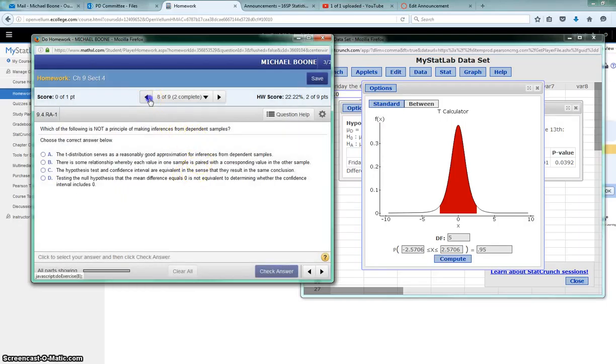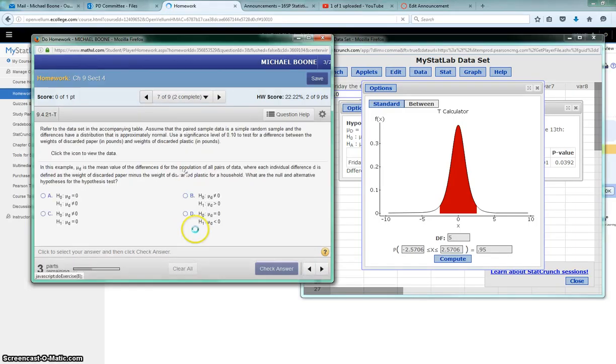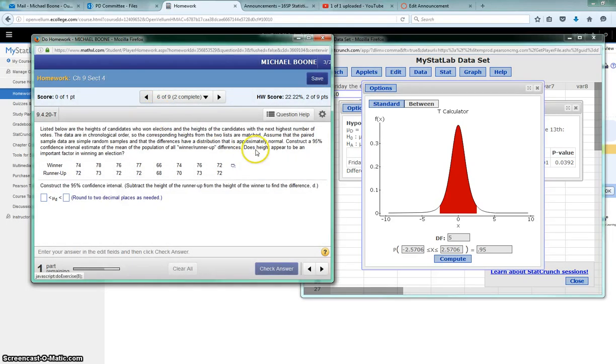Then usually at the end there's some wordy ones. Making sure we're comfortable. Assume that the paired sample data is represented in the differences. So they tell us it's paired. Sometimes it's tough determining if it's paired data or not.